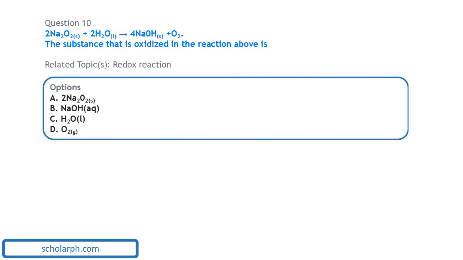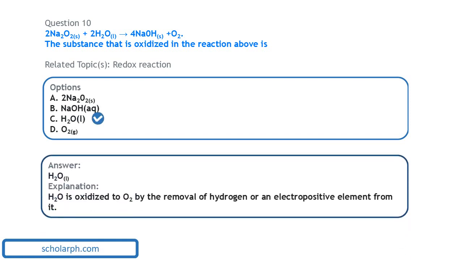The substance that is oxidized in the reaction above is the water. Oxidation is the removal of hydrogen or the addition of oxygen, and in this case, if you look at this compound here, the hydrogen has been removed, leaving only the oxygen. So the removal of the hydrogen is oxidation. So the substance that is oxidized here is the water.